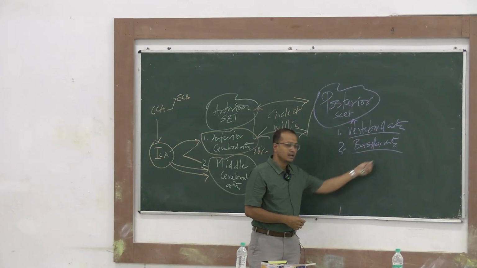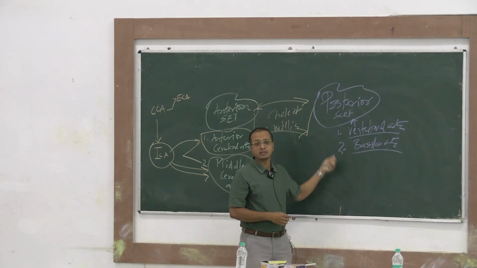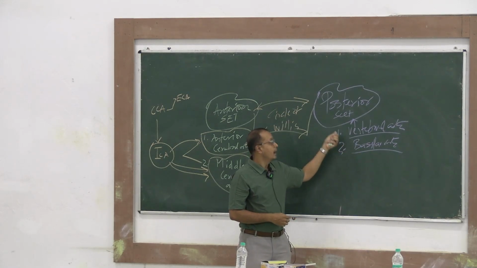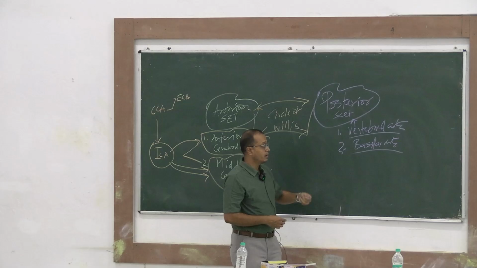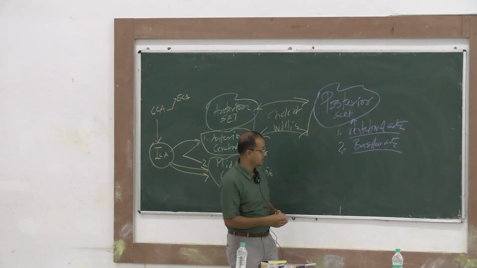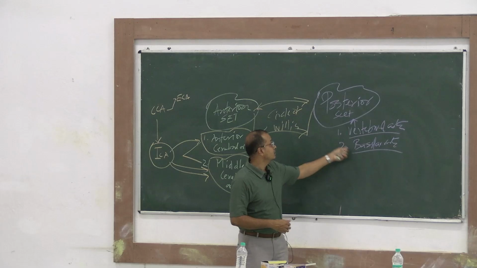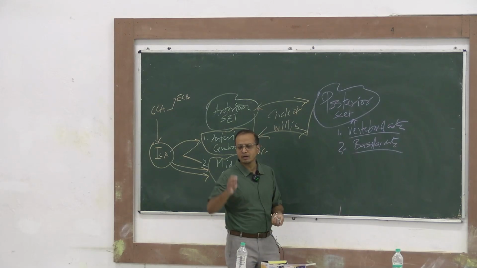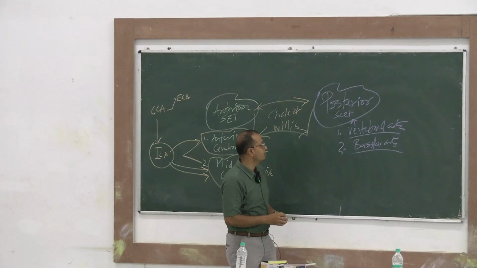What are they supplying? They are supplying the rest of the brain: cerebellum, brainstem and the occipital lobe of the brain, and the deep parts of the brain of course, like thalamus etc. They are supplying these particular regions of the brain. We cannot remember the detail of this particular supply, but in brief we have to remember.